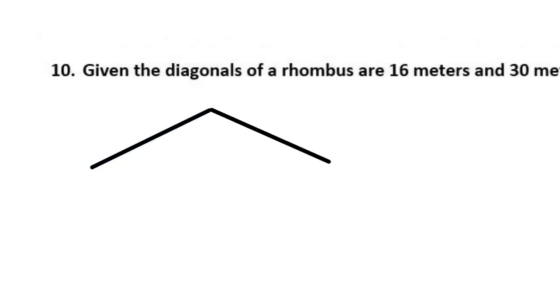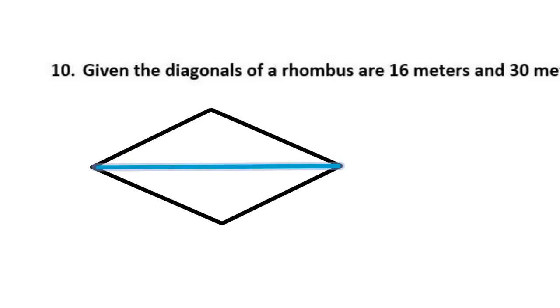What do we know about the four sides of a rhombus? They are congruent, so all four sides are the same size. So I'm going to do my best to draw a shape where all four sides are the same. And it's giving me the lengths of the diagonals, so I'm going to go ahead and draw those diagonals in as well.